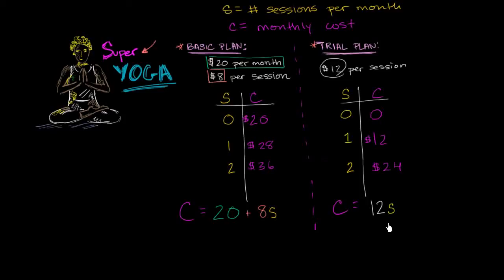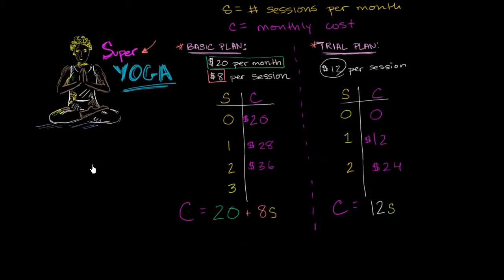Now that we've set up our equations, let's see if we can answer some more interesting questions. And just as a warm-up, we're going to do a little bit of what we did in the last video, but I'll do it with the equations now. The equations really are just a mathematical representation of the same information that we had up here. So as a starting point, let's think about how much it'll cost for us to attend 3 sessions in a given month under the basic plan.